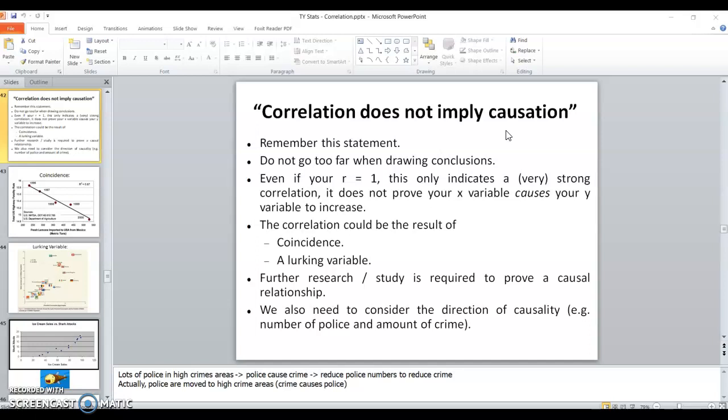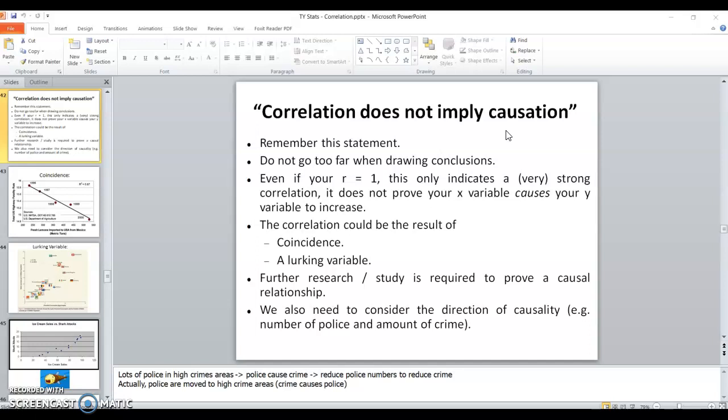Okay, so just don't go too far when you're drawing conclusions in your assignment, and then in the next couple of years when you do statistics at Leaving Cert, don't go too far in drawing conclusions when you're answering questions and stuff like this. So just be careful with that word cause.